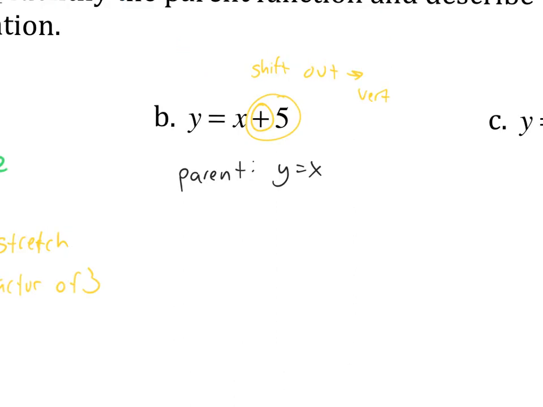So looking at the next one here, the parent function is y equals x. Because I have an addition occurring, we know it's going to be a shift or a translation. And because it's happening outside, we know that because there's no parentheses. Like if there were parentheses, we might say inside. Because it's outside, it's a vertical. So the end result here is this: a vertical shift up 5.